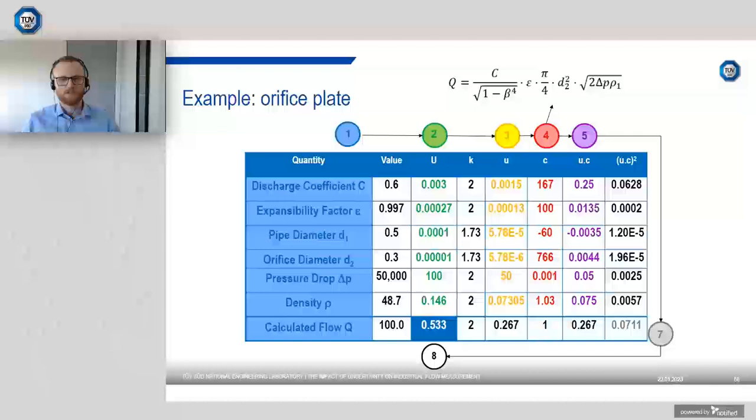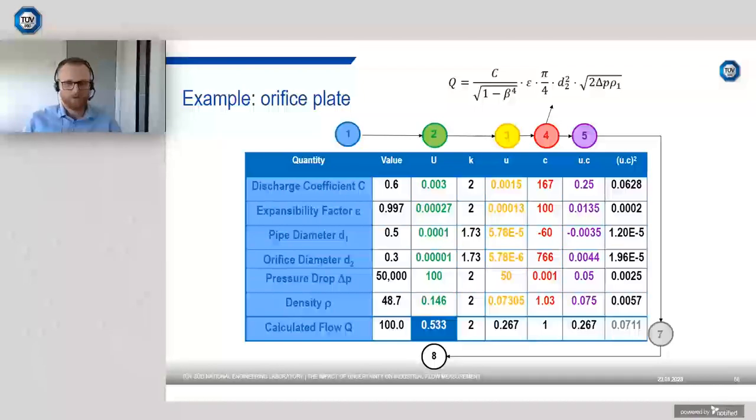In some occasions, it's more difficult to differentiate the equation. For example, beta to the power 4, the square root of 1 minus it. So the way you would do this is, for calculating the sensitivity coefficient of any of the parameters, instead of differentiating, let's take the discharge coefficient again. You would take the value of 0.6, add one standard uncertainty, keep all of the other values in the equation constant, and calculate the flow rate.